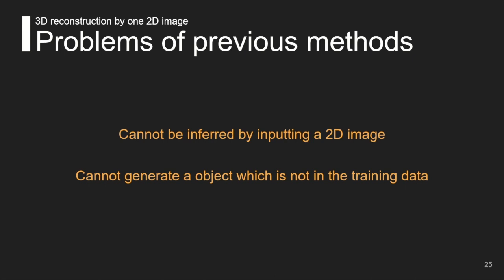Now, you can see there are several limitations of this work. First, the 3D object cannot be obtained by inputting a 2D image, because with a 2D image, we still don't have the embedding to input to the model. Also, we cannot generate any 3D object which is not in the training data, because the embedding is simultaneously obtained during training. So, we don't have an embedding for the testing data.